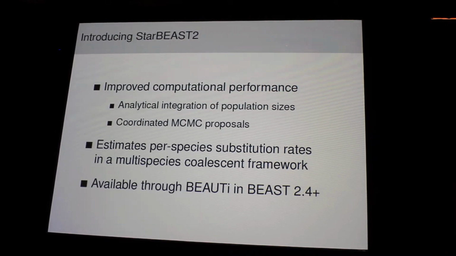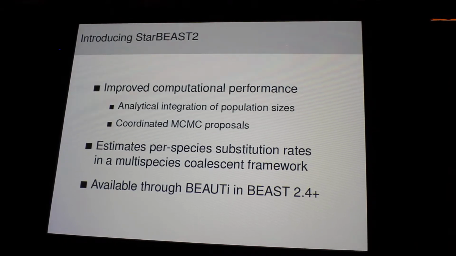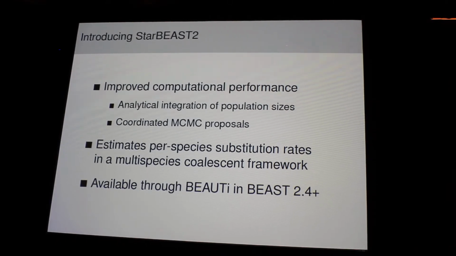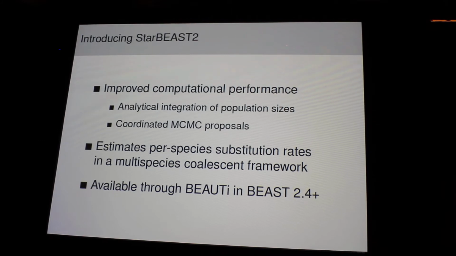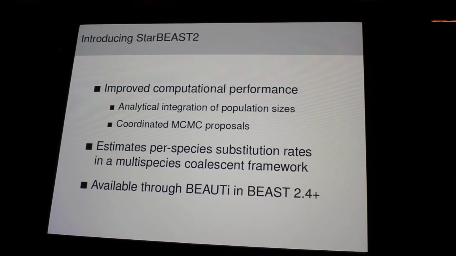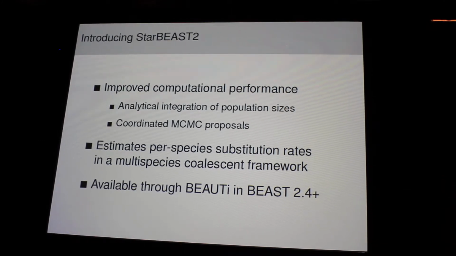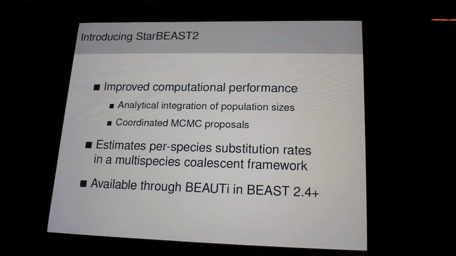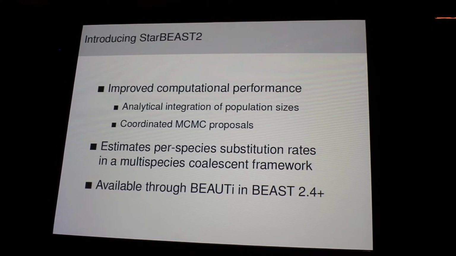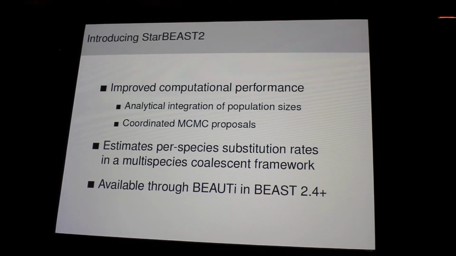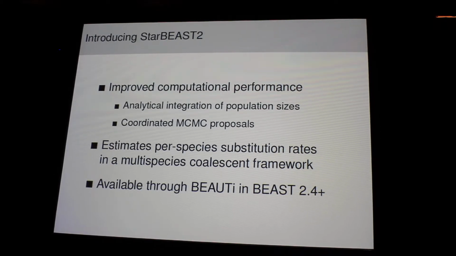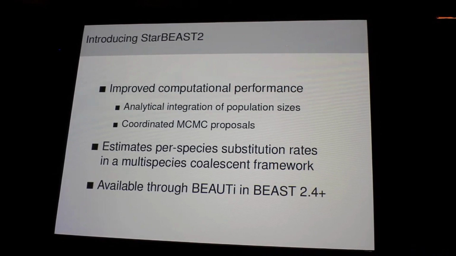So, to try and resolve this, we've developed StarBEAST2, and StarBEAST2 improves the computational performance through a combination of analytical integration of population sizes and new coordinated MCMC proposals. It also, for the first time, estimates per species substitution rates in a multi-species coalescent framework, and it's available now in BEAST 2.4 and above.